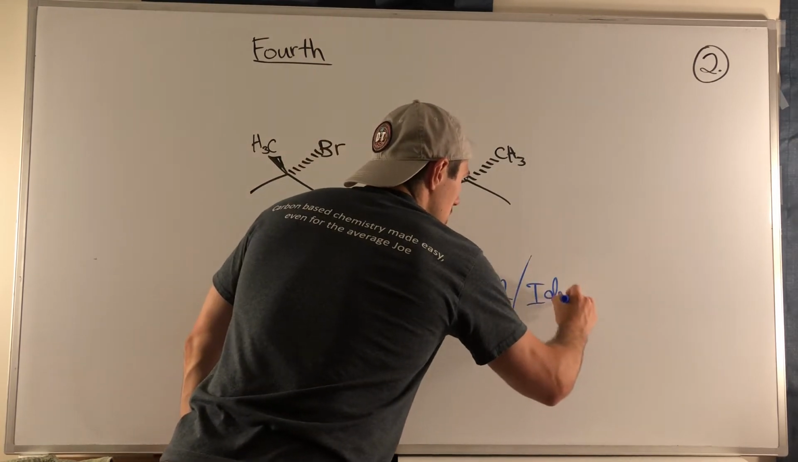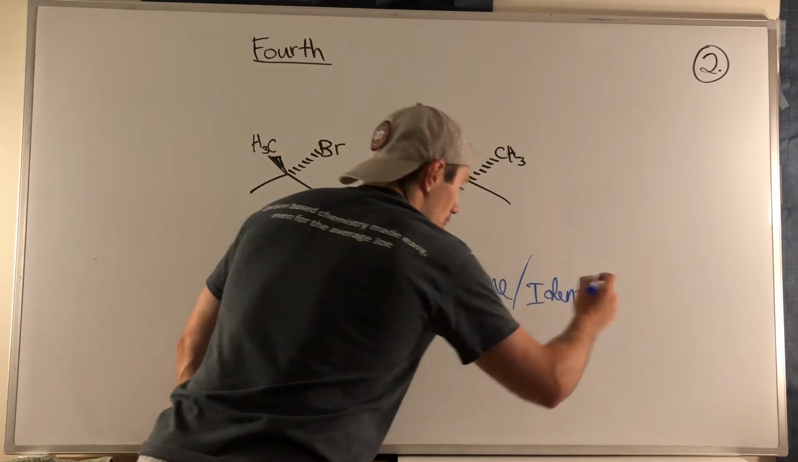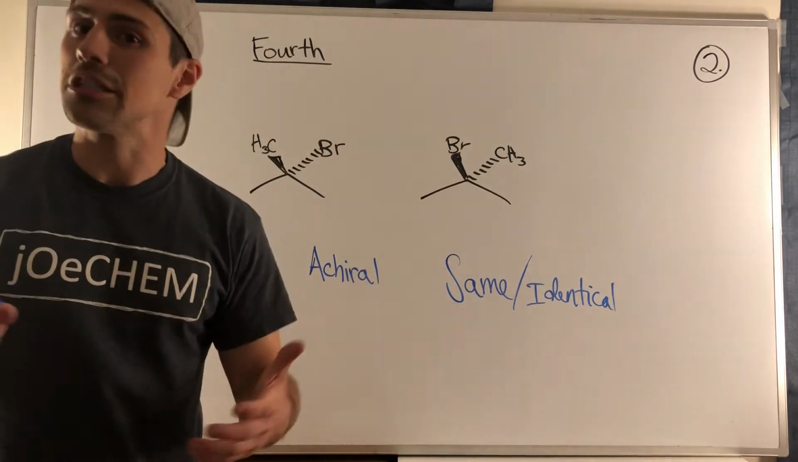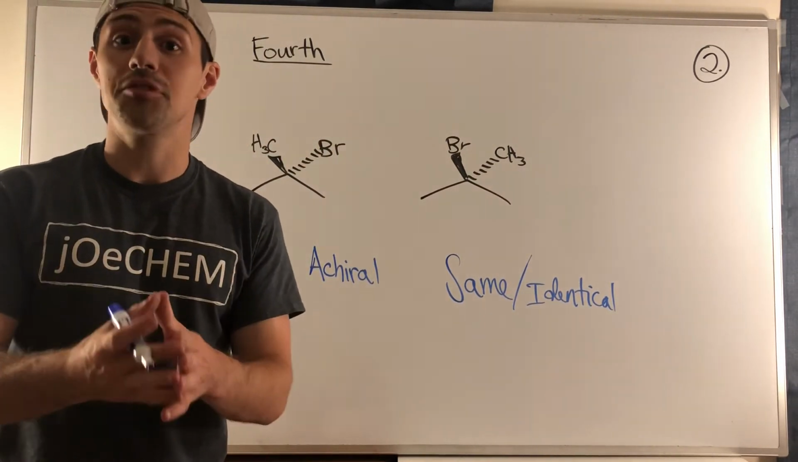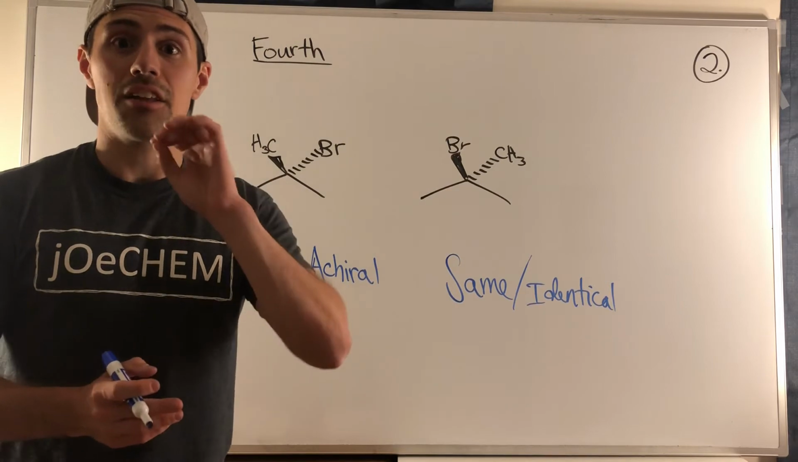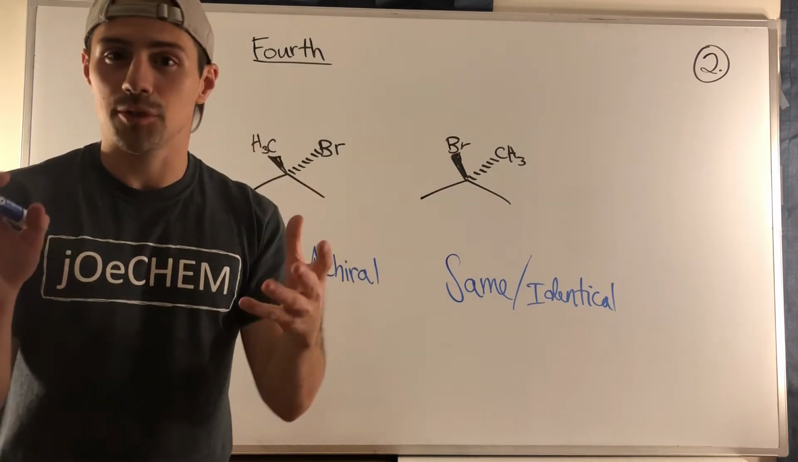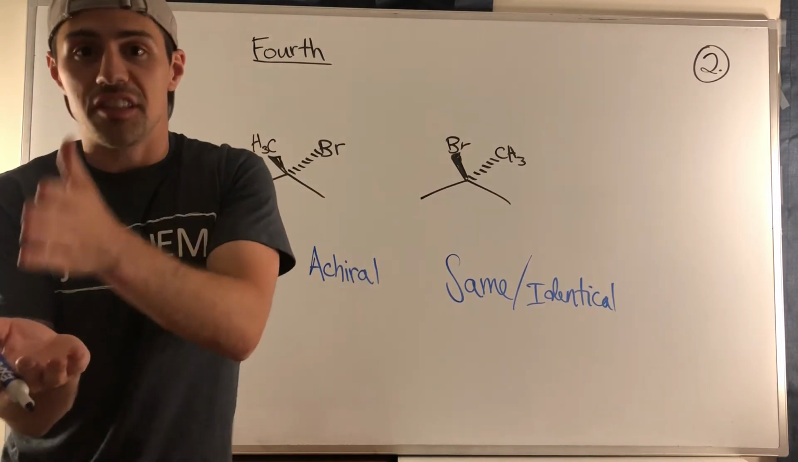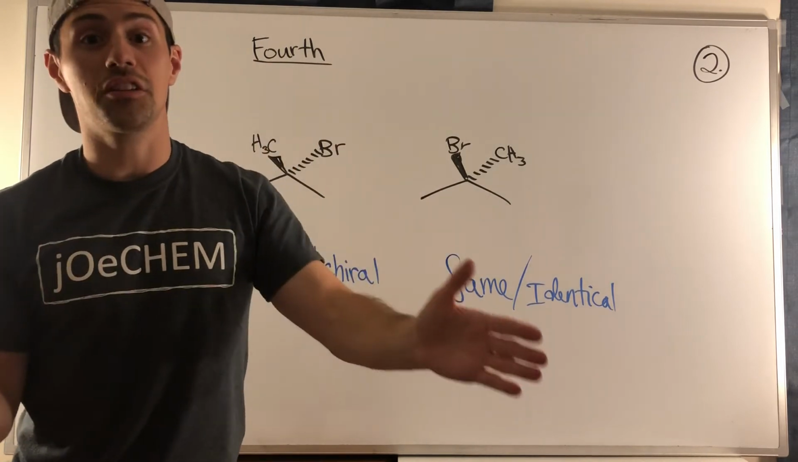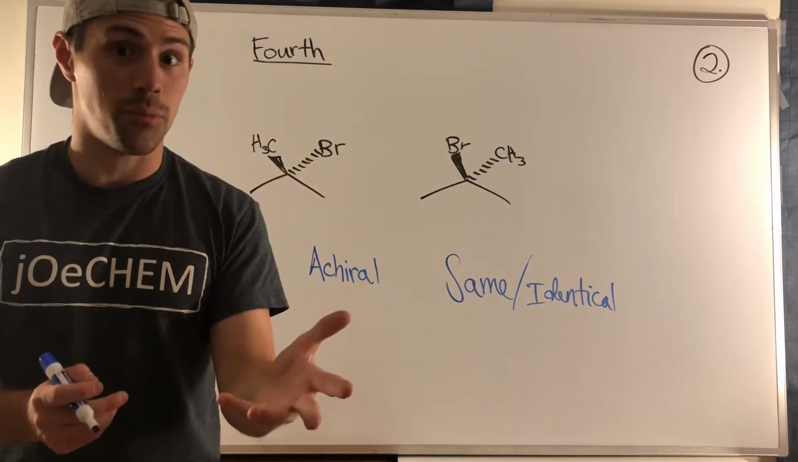So in problems where you have to figure out the relationship between molecules, sometimes someone will try to be clever and they will pretty much do a bunch of double switches. You could end up with the same stereochemistry from molecule to molecule. In that case, you have identical molecules.